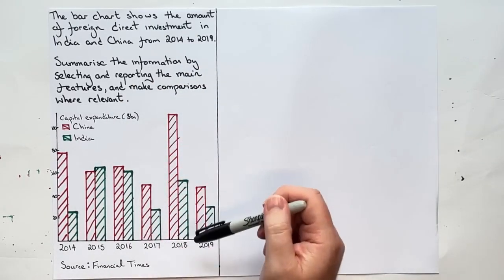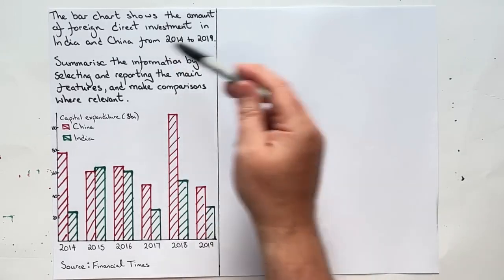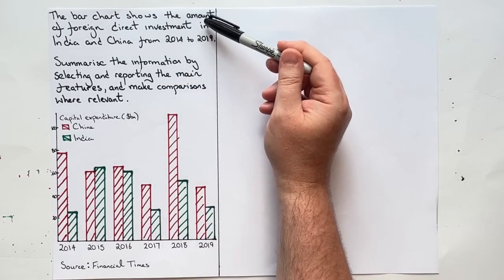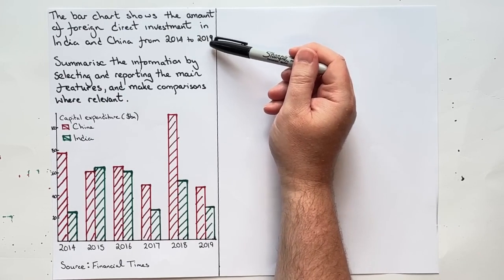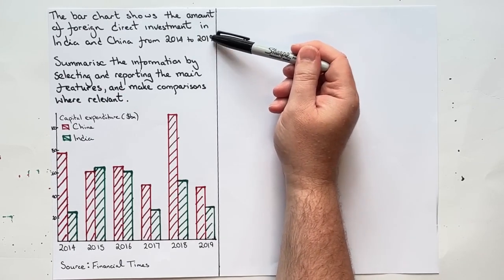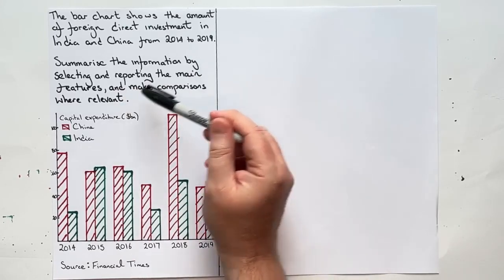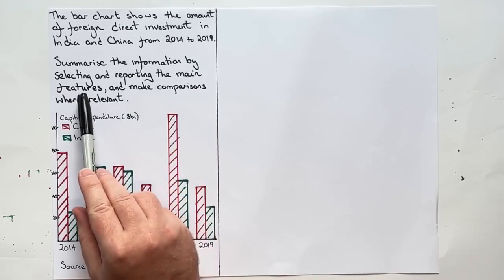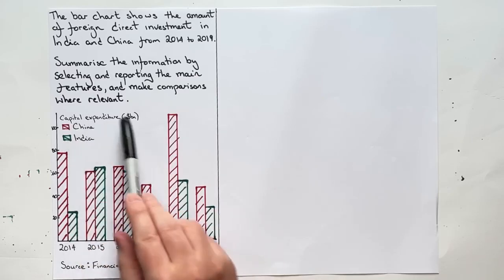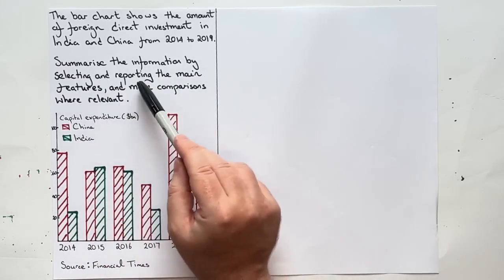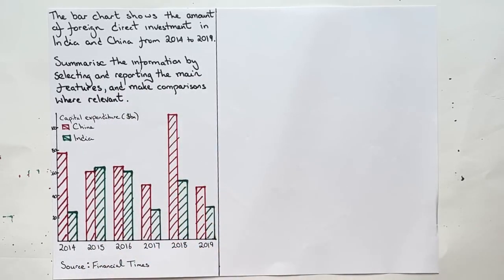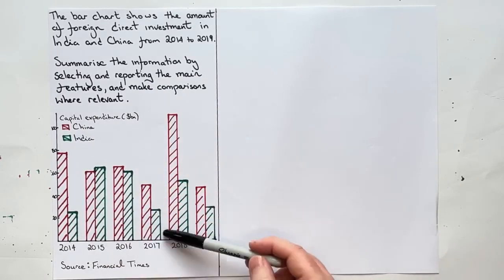So task 1 academic questions will always be in this format. You will get a paragraph, normally just one sentence, giving you information about the data. Then it will say summarize the information by selecting and reporting the main features and make comparisons where relevant. It will always say this, and this is important. And then it will give you the data.